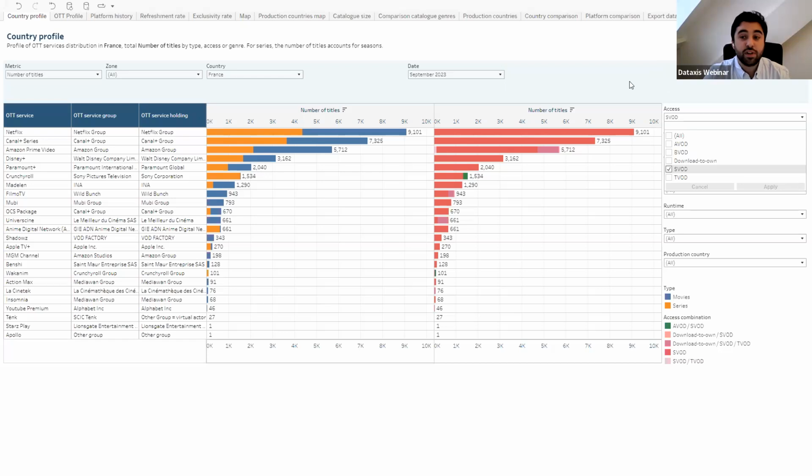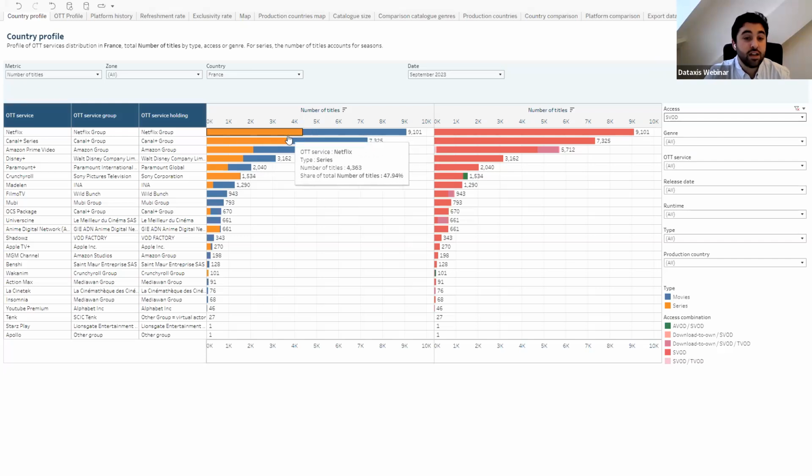So now I have filtered SVOD, subscription video on demand, in France. So we can see that the biggest catalog is on Netflix. And in the titles, we see in blue the movies and in orange the series. So they have the biggest catalog with, at September, more than 9,000 titles on their platform for France.